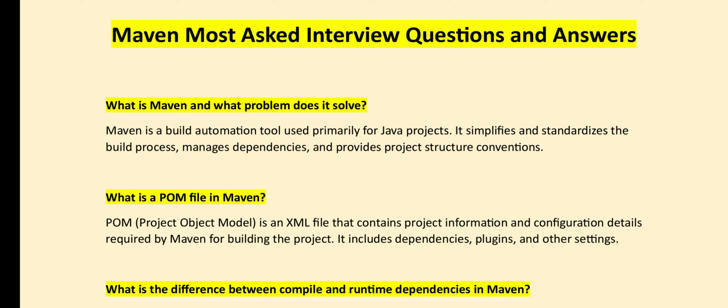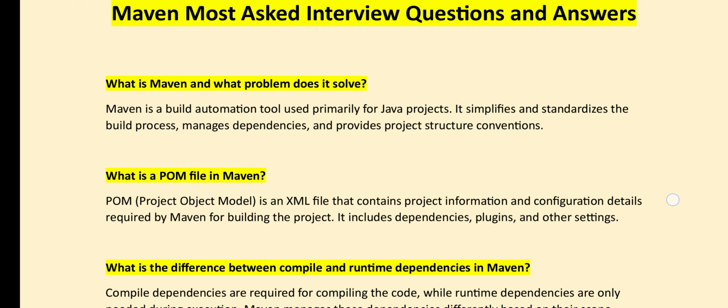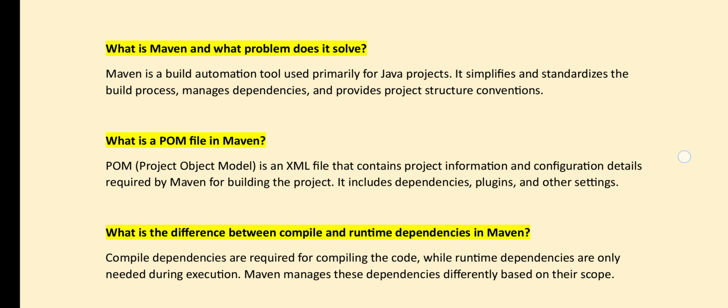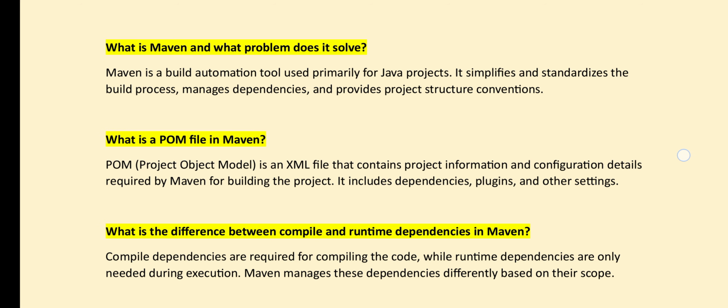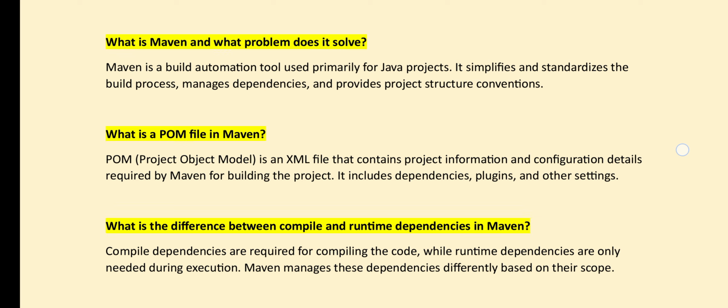What is a POM file in Maven? POM means Project Object Model. It is an XML file that contains project information and configuration details required by Maven for building the project. It includes dependencies, plugins, and other settings.